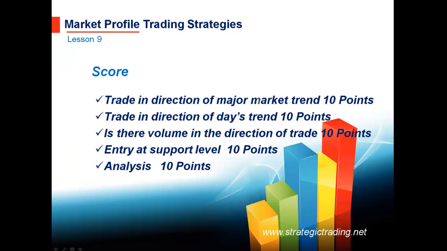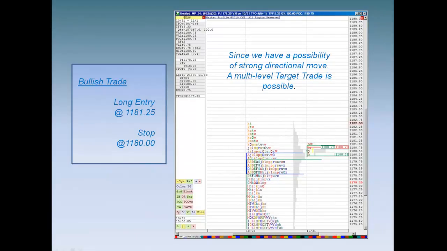The direction is in the direction of the major market trend, 10 points. Direction is in the day's trend, another 10 points. Volume in the direction of the trade, 10 points. Entry at a support level, yes, the support is right there at the value area high, 10 points. I did an analysis, 10 points, so I have 50 points. It is legitimate for me now to place an entry right at the open.